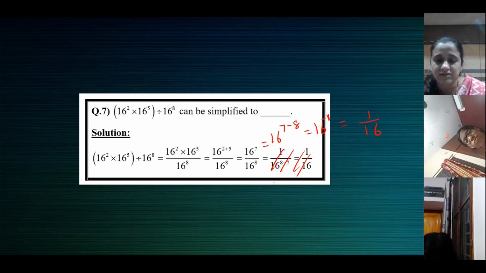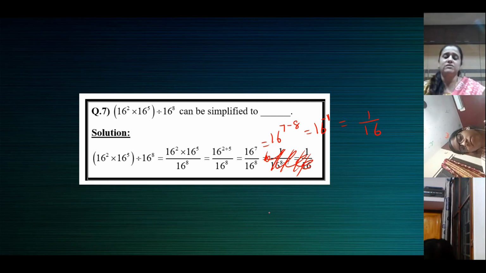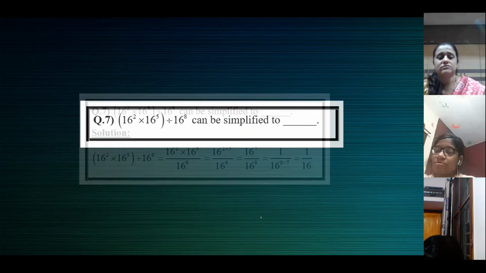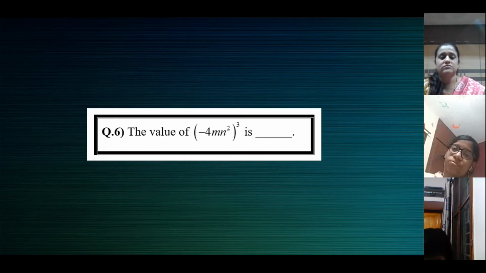After this step, 16 to the power is equal to 16 to the power 7 minus 8, 16 to the power minus 1, which is 1 by 16. That's what you all have, right? You both have, right? Yes, ma'am.